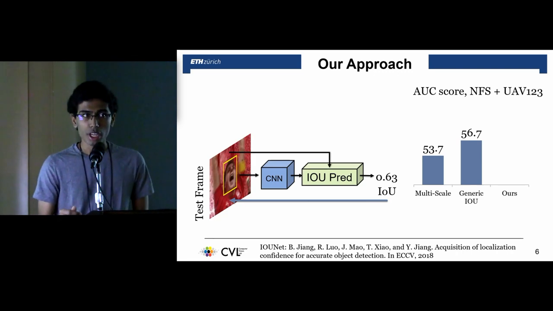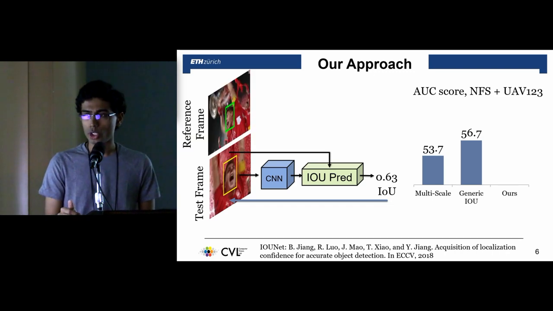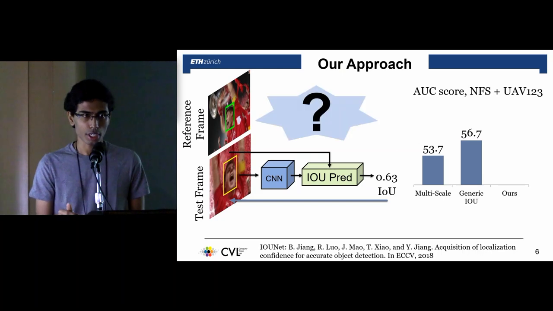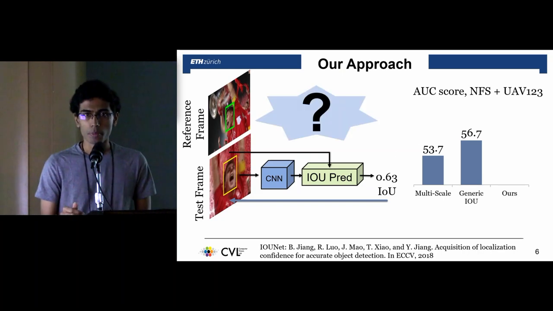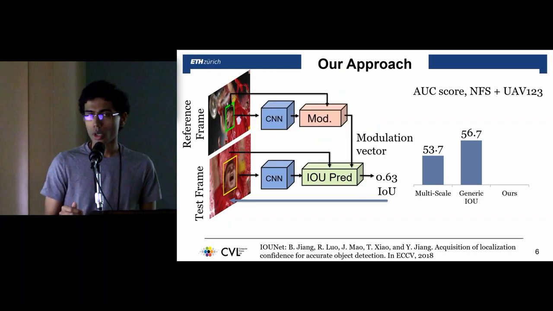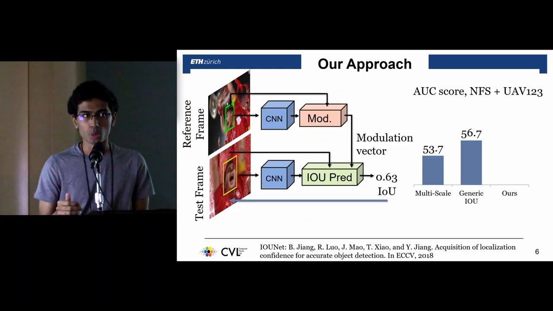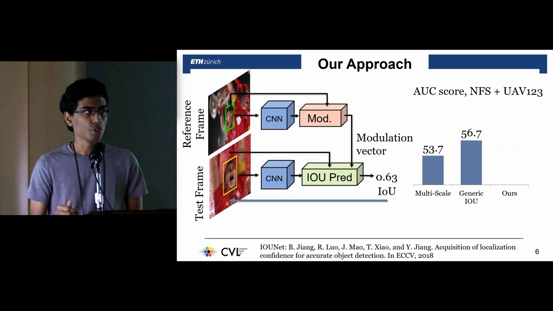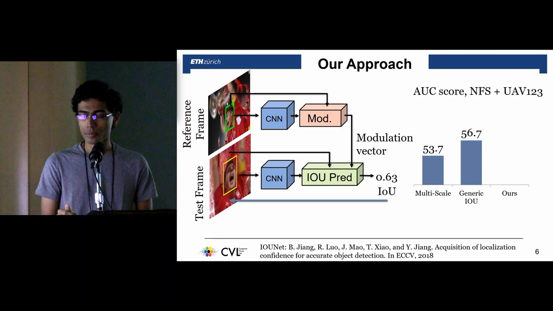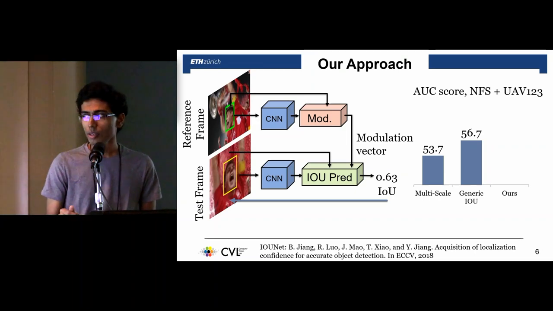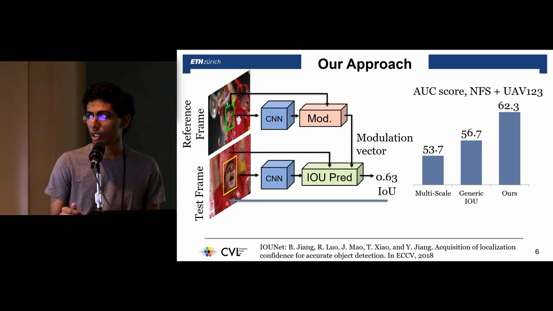However, in tracking, we also have the annotated target appearance from the first frame, which we can exploit to get more accurate IoU predictions for the current target. We achieve this by using a modulation-based architecture. From the first frame, we compute a weight vector, which is then used to modulate the features from the test frame. Thus, we want to select the features which are most useful for the current target. Integrating the target information in this way provides a significant improvement of over 5% in tracking performance.